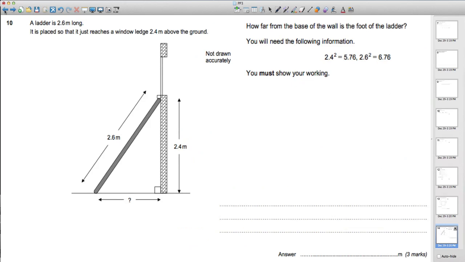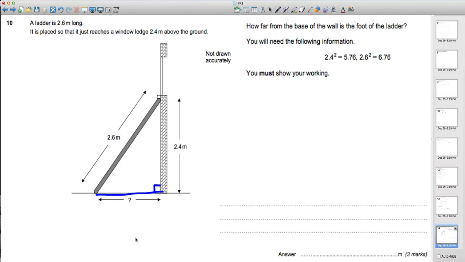Okay, question 10. A ladder is 2.6 meters long. It is placed so that it reaches a window ledge 2.4 meters above the ground. How far from the base of the wall is the foot of the ladder? You will need the following information. Okay, so basically we're asked to find this missing length here.